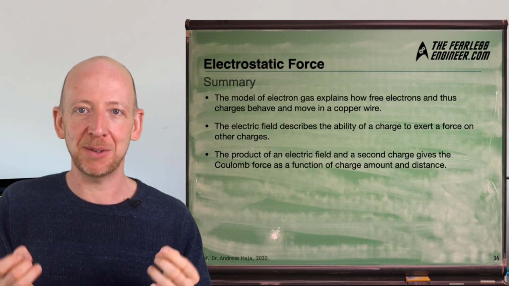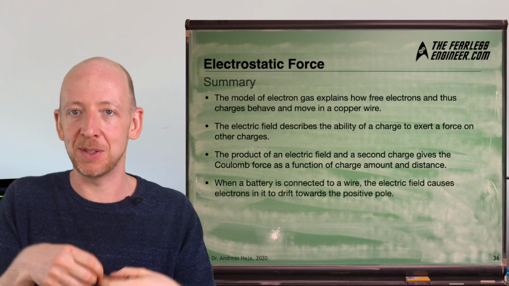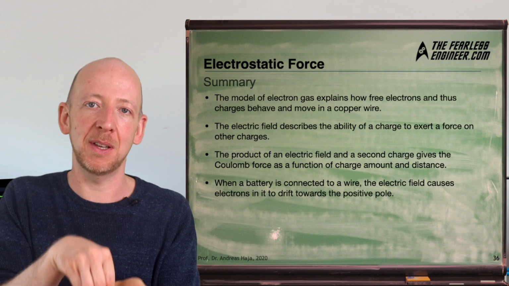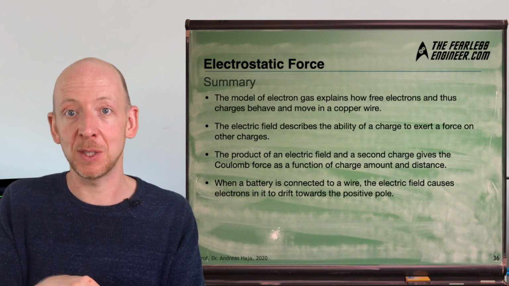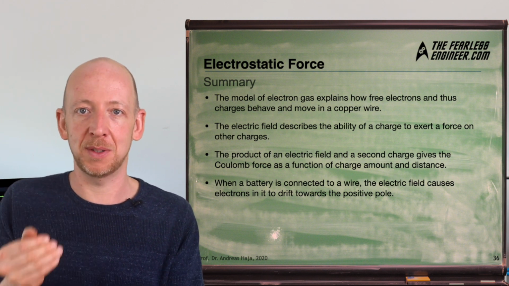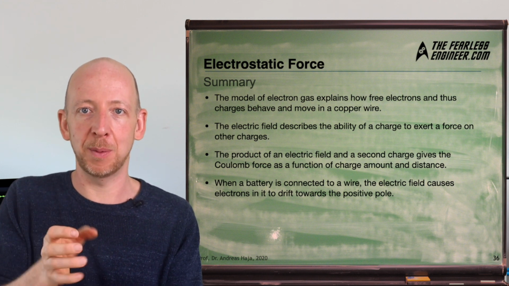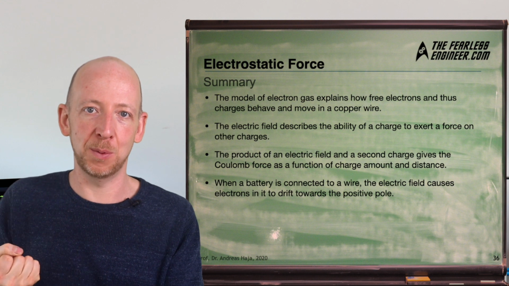And when we connect a battery to a wire, the electric field, which is induced by the battery poles, causes the free electrons sitting in the wire in between the atoms, as we saw, to drift towards the positive pole. So the negative pole pushes away the electrons while the positive pole pulls them towards it.